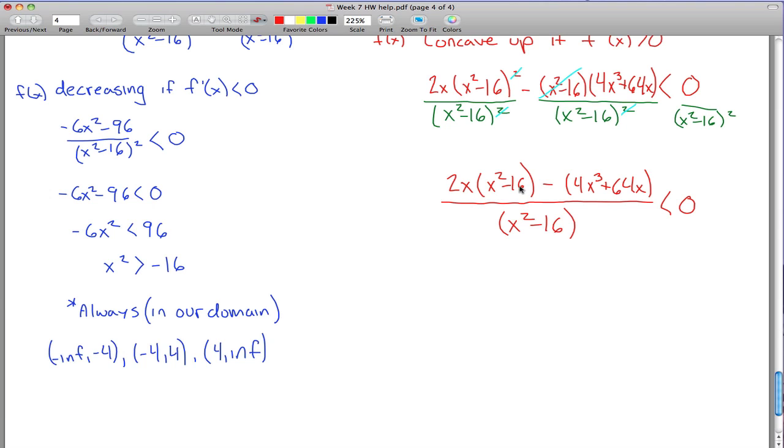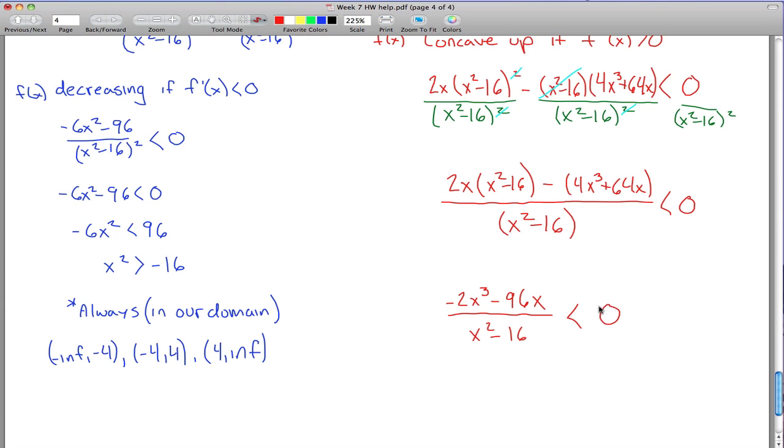Let's distribute this through and collect like terms. 2x times x squared is 2x cubed. So we got 2x cubed minus 4x cubed, which nets out to negative 2x cubed. Then 2x times negative 16 is negative 32x. So negative 32x minus 64x is minus 96x. And that gets divided by x squared minus 16.